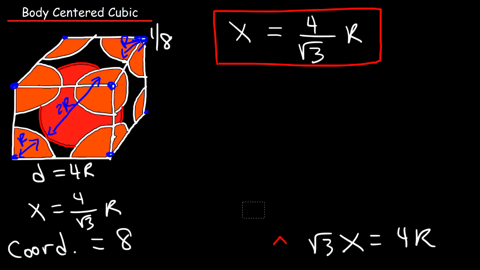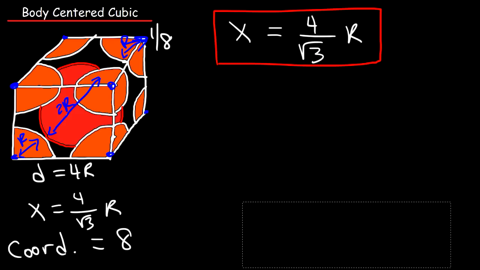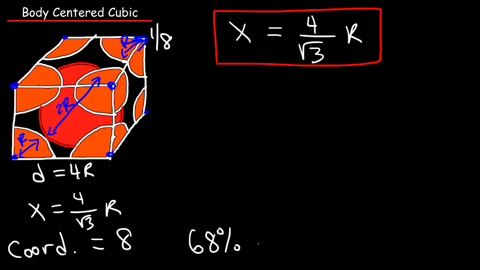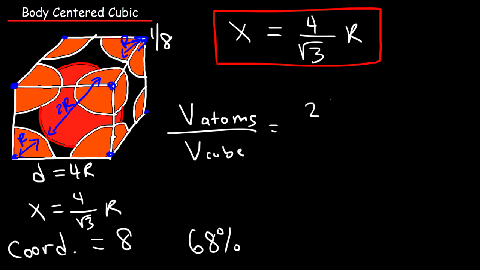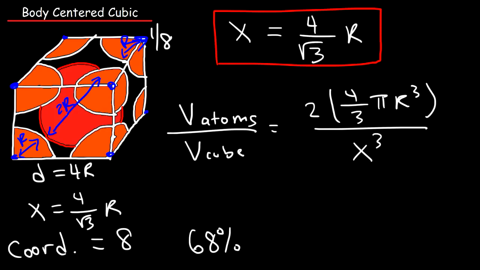So now we can calculate the volume that's used up by the atoms relative to the volume of the cube. And we said it was 68% for the body-centered cubic structure. So let's confirm it. Let's find the ratio of the volume used by the atoms divided by the volume of the cube. Now we said that there are 2 atoms per unit cell. So it's going to be 2 times the volume of a sphere, 4/3 pi r cubed, divided by the volume of a cube, which is x cubed. Now what we need to do is replace x cubed with 4 over root 3 r raised to the 3rd power.